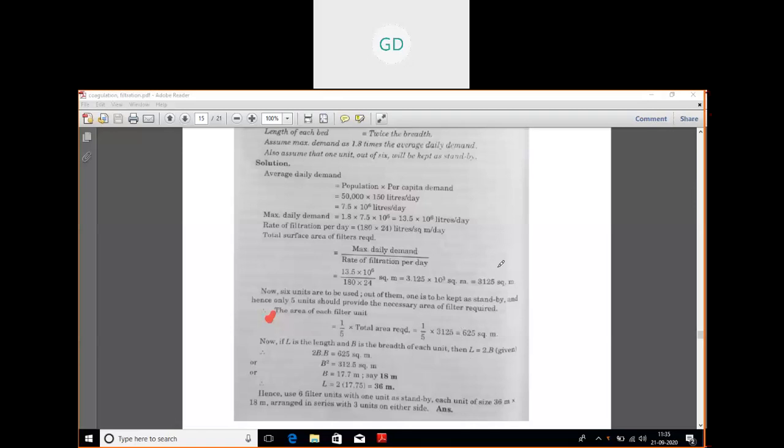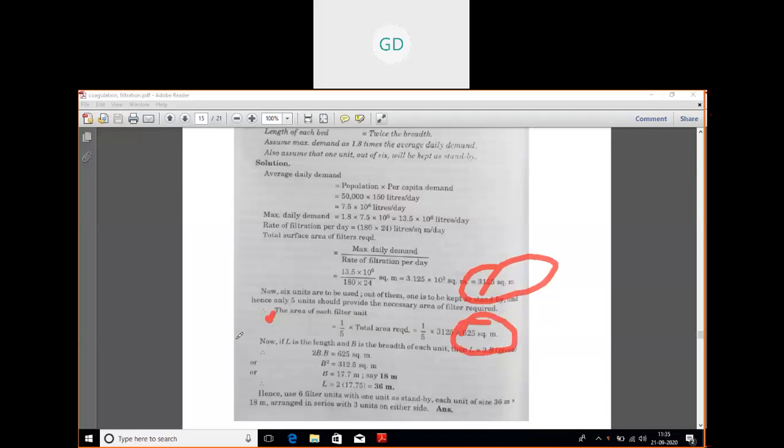This was the total area, total area of the filter. But now if you need to design it for 5 filter units, you need to divide it by 5. So now you got the area for each filter unit as 625 square meter.